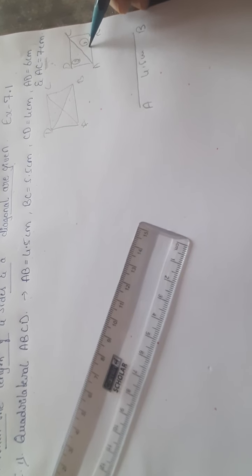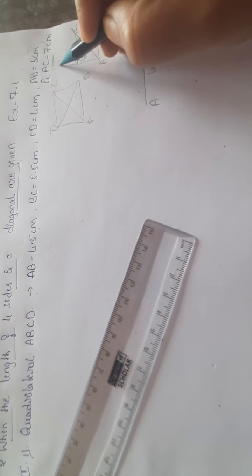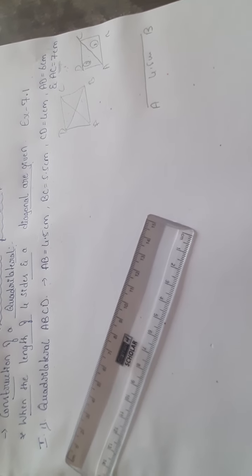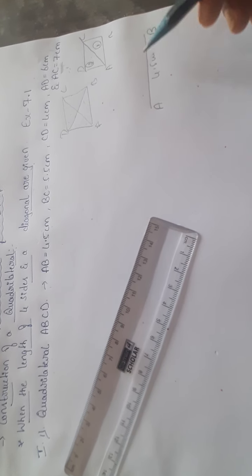So whenever we do the construction, especially when the diagonal is given, what we need to do is first construct a triangle, and from that triangle we are going to construct the quadrilateral. This is a very important concept which you have to keep in mind. First construct the triangle according to the given measurements, then draw the quadrilateral. How, I will show here.